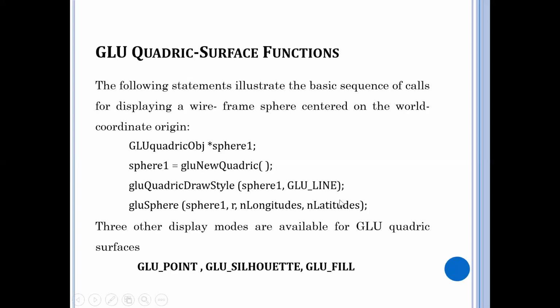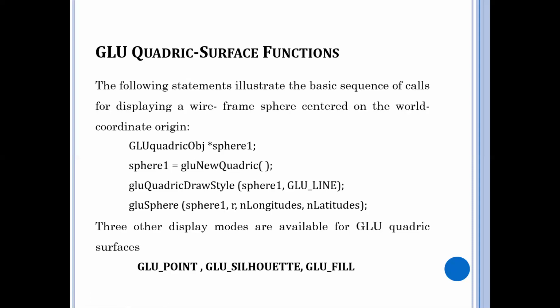Here we have made use of something called GLU line under quadratic draw style. The other 3 display modes that are available for our rendering are GLU point, GLU silhouette and GLU fill. First, GLU point generates a quadratic surface as a point plot.